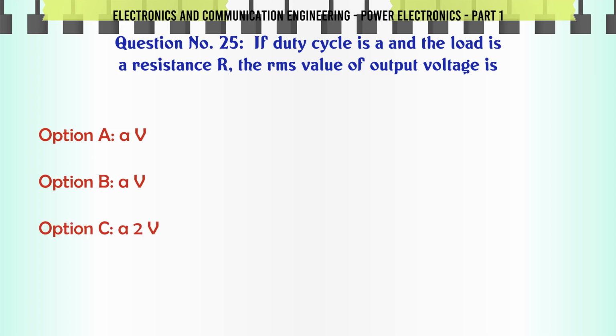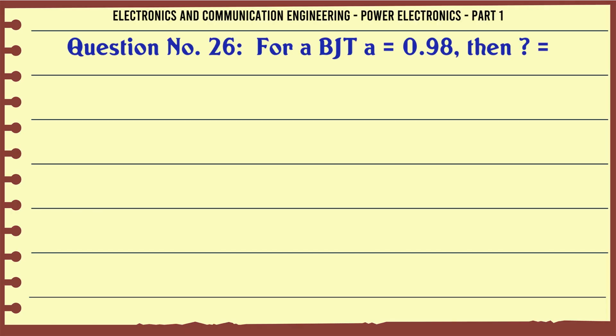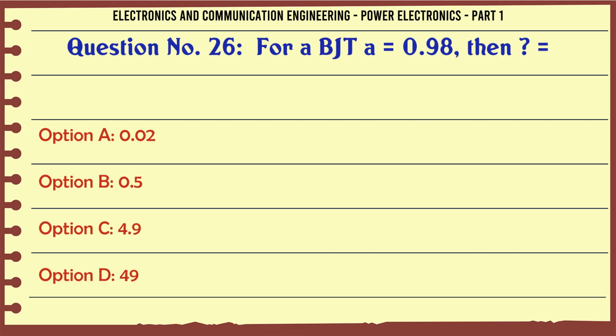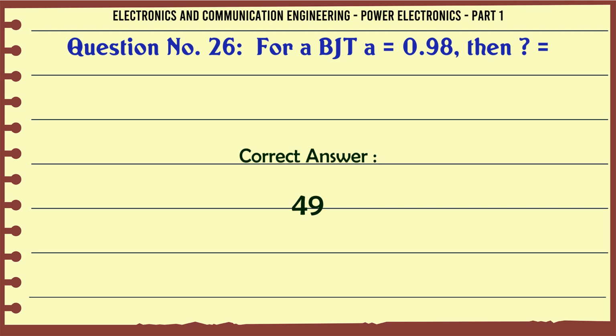If duty cycle is a and the load is a resistance R, the RMS value of output voltage is A, B, C, D. The correct answer is AV. For a BJT with alpha 0.98, then beta is A 0.02, B 0.5, C 4.9, D 49. The correct answer is 49.